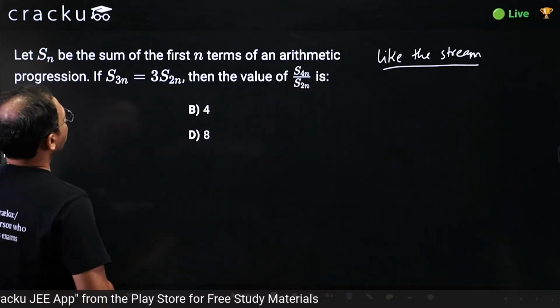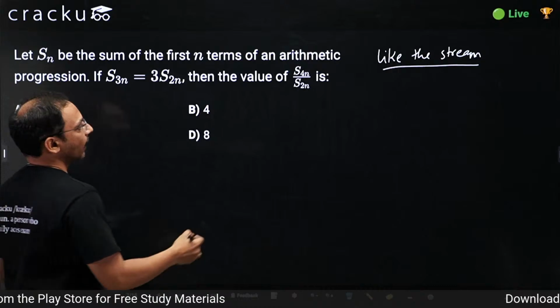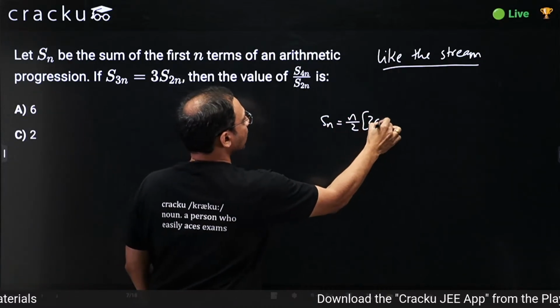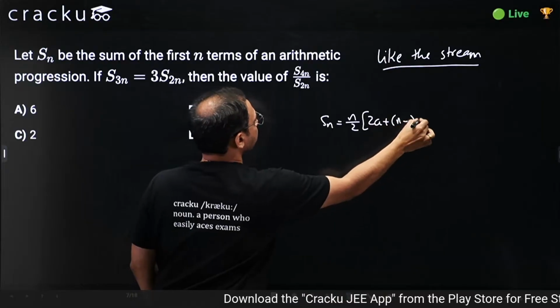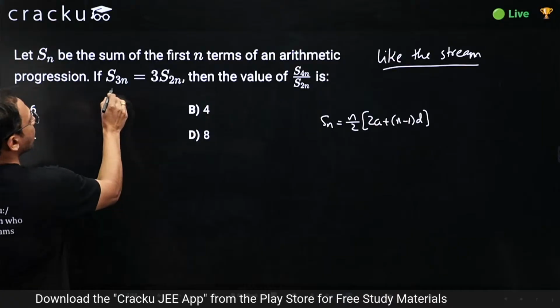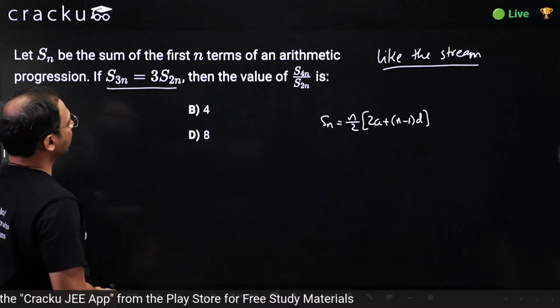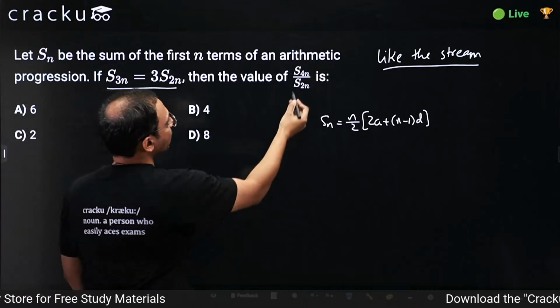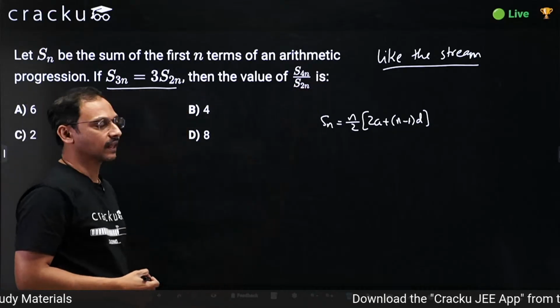So let Sn be the sum of the first n terms. So we have the formula Sn is equal to n by 2 into 2a plus n minus 1 into d. Very standard formula. We are given sum of the first 3n terms is thrice the sum of the first 2n terms. If that is the case, what is the ratio of S4n by S2n?